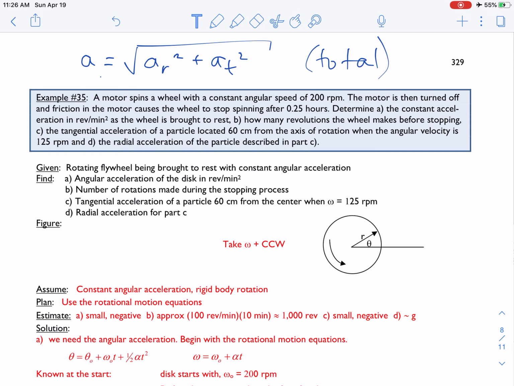Okay, next we are going to solve this example problem. It is on page 329. Example 35. A motor spins a wheel with a constant angular speed of 200 RPM.